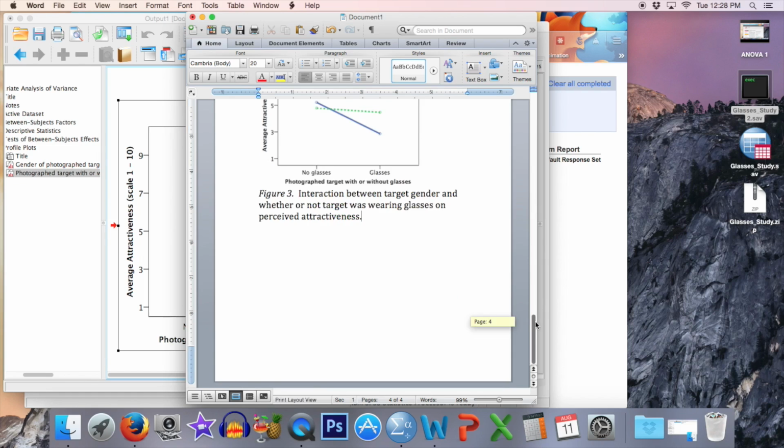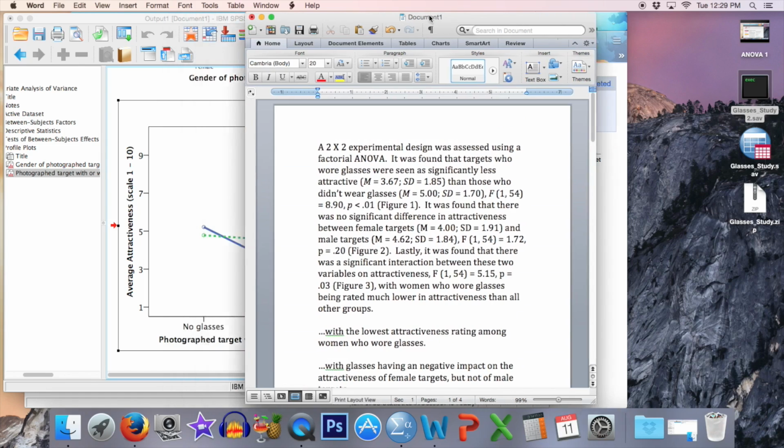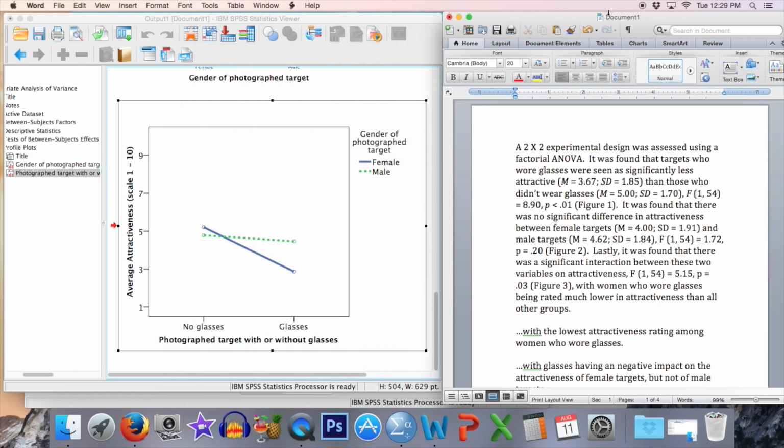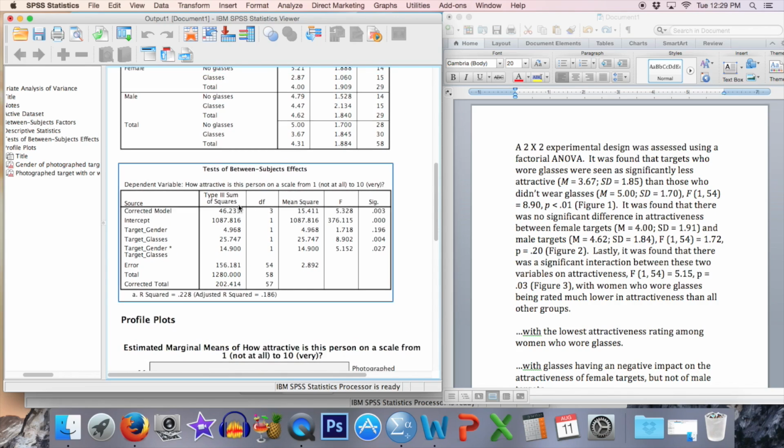Now for these other ones, figure 2 and 3, these have to do with main effects. And what I mean by that are differences between two groups. So the first one that was significant was between those who wore glasses and those who didn't wear glasses. So in this case, we want to make it a bar graph because a bar graph is an easier and better way to display main effects.